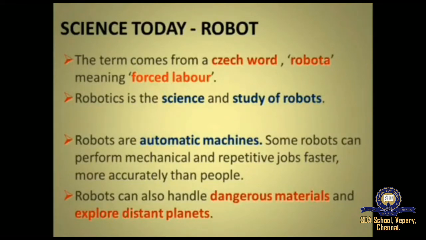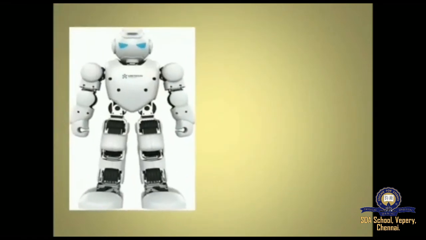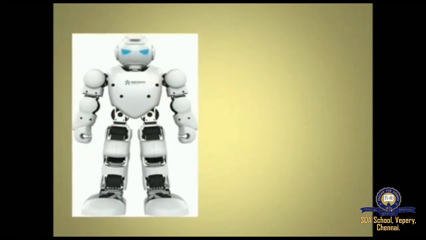So what is the study of robots? It is known as robotics, derived from a Czech word which means forced labor. What are robots? They are automatic machines. They perform mechanical and repetitive jobs faster than human beings, and they can also handle dangerous material and explore distant planets. So this is the picture of a robot. You have already seen this.